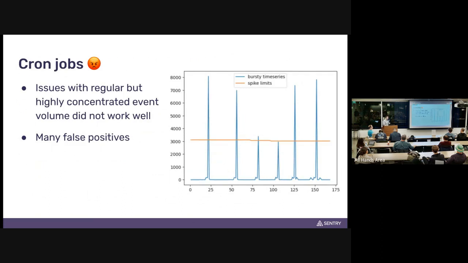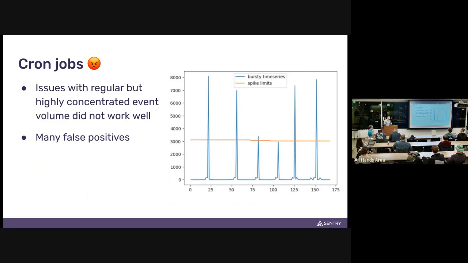But one issue that we noticed really quickly with this simple approach is cron jobs, or any kind of Airflow, any kind of job scheduler. It's a pretty typical problem where there'll be a thing that runs at a specific time, maybe once per day. So you'll have 0 errors, 0 events for 23 out of the 24 hours.